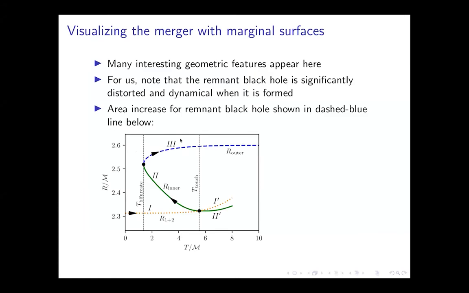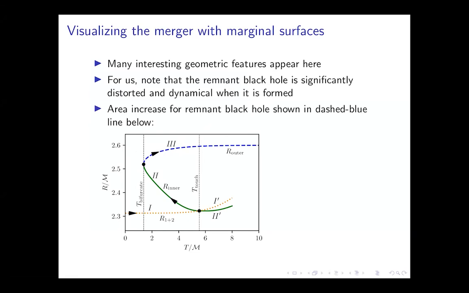Now the one aspect I want to tell you about is this: I told you that the final black hole when it's formed is very distorted and very dynamical. How do we check that? The easiest check is to look at its area. We expect that this black hole is growing because radiation is falling into the black hole. In this plot, just focus on the blue curve. This shows the radius of the final black hole as a function of time.